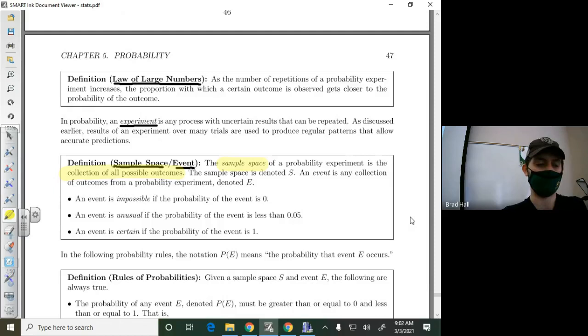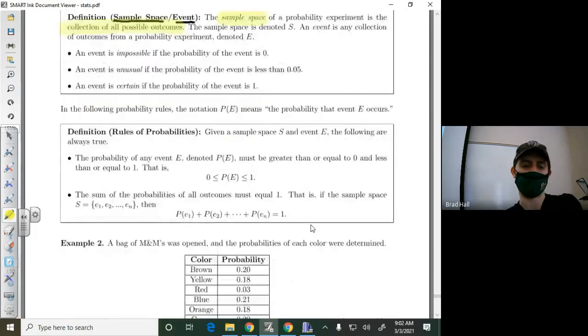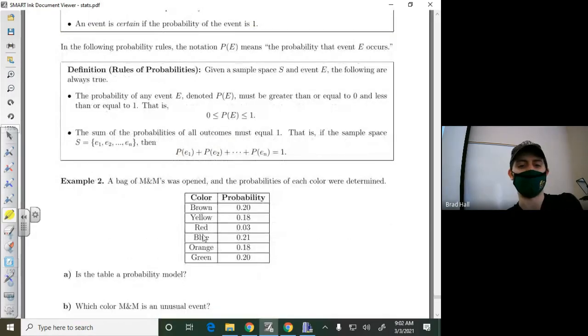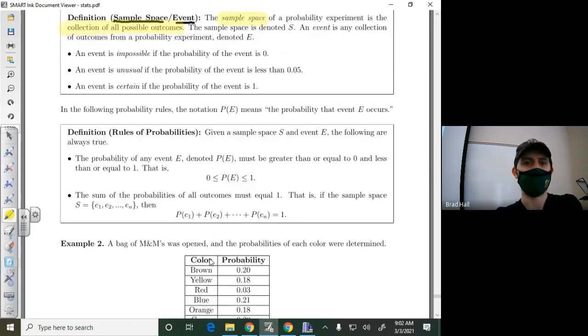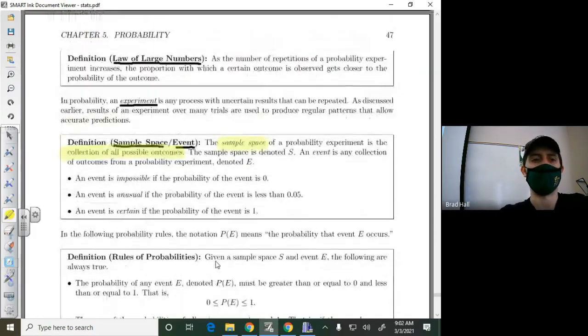So generally, the easiest example I could think of is if you take a bag of M&Ms and you pour them out into a bowl, all the possible outcomes, or the sample space, would be all the different colors of the M&Ms. I wrote them down here. Yeah, brown, yellow, red, blue, orange, green. All of those colors would be part of the sample space. The sample space collects all of the possible options.